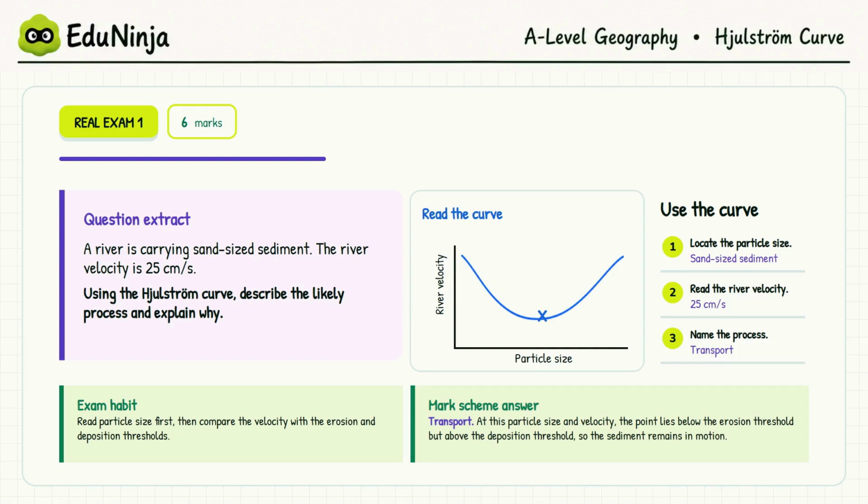Remember that transport is shown between the erosion and deposition thresholds. The key exam habit is simple: read the particle size, read the velocity, and then name the process. That three-step routine keeps your answer precise and easy to mark.